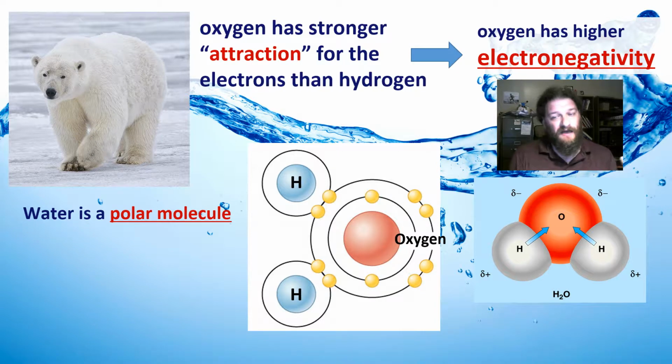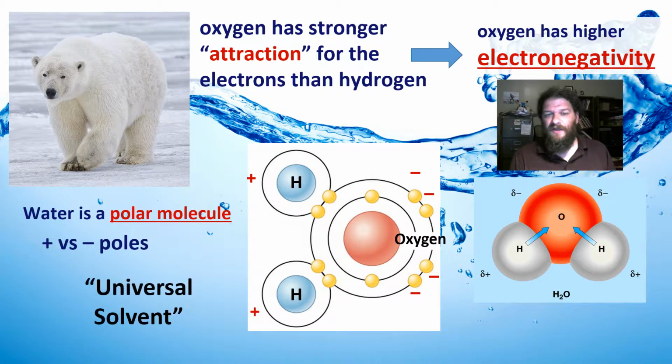The fact that the oxygen gets more of the electrons gives it a little bit of a negative charge, and then the hydrogens now just don't have their electrons, so they're just basically protons hanging out there, which gives them a slightly positive charge. So we get these positive and negative, or north and south poles.